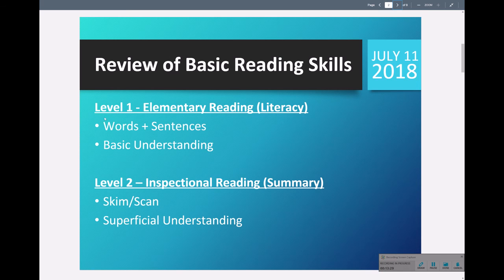So that's level 1 and level 2. The first level has a basic understanding of words and sentences, and level 2 has a superficial understanding of basically titles and first sentences, which would not help you in your summary yet. But at least you know what each article is talking about. So let's move on.